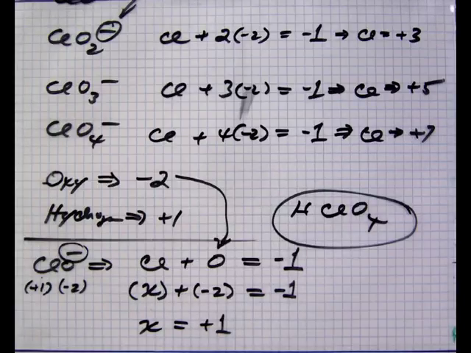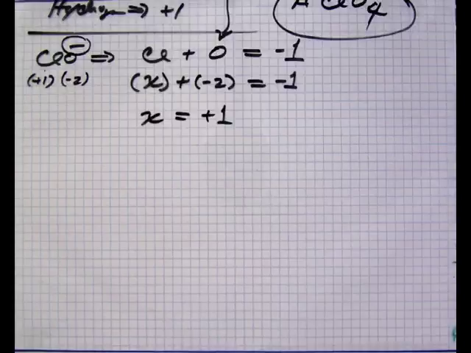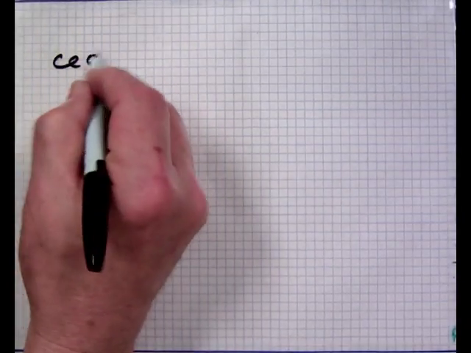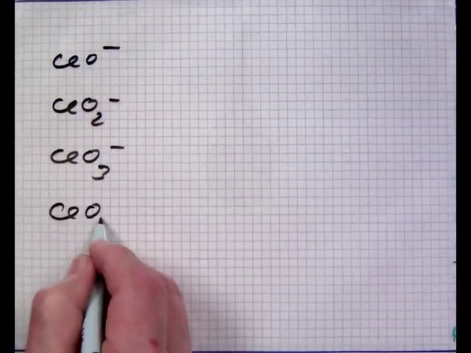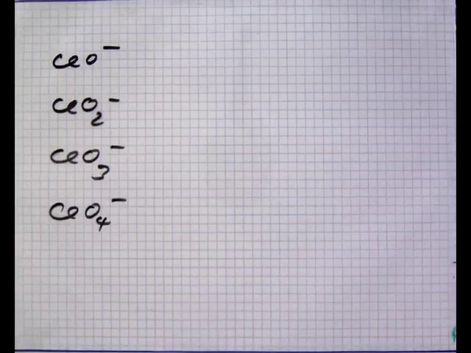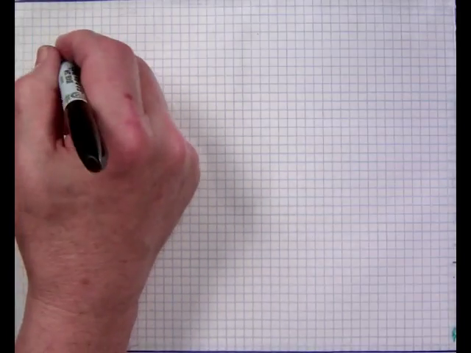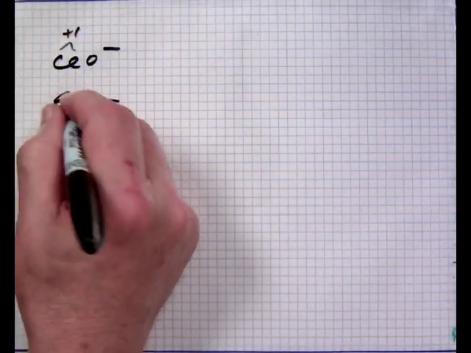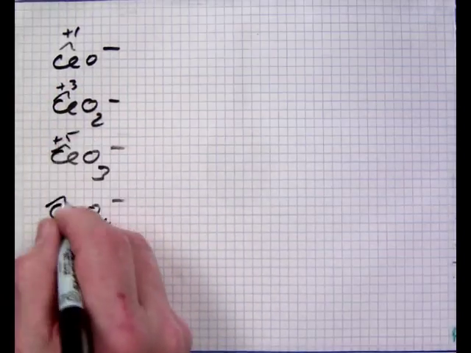If you play with it, okay, like that. What I want to get to now is how the naming rules work. ClO, ClO2, ClO3, ClO4. If you have a structure like this, this is a +1, this is a +3, +5, +7.